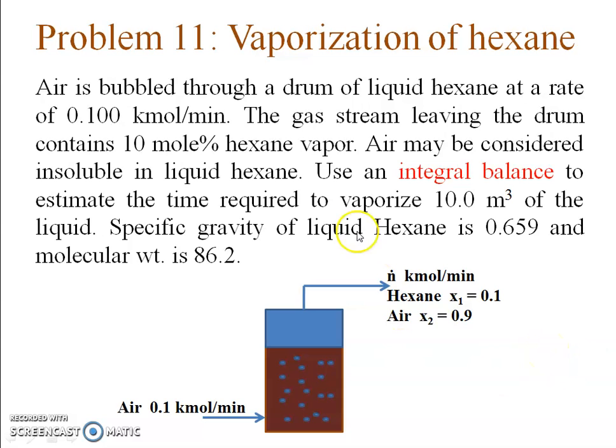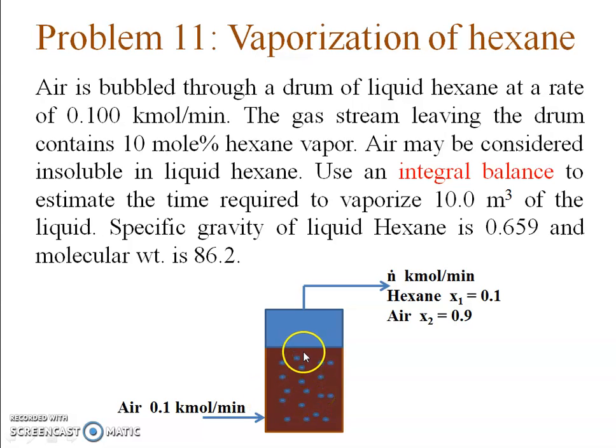Air is bubbled through a drum of liquid hexane at a rate of 0.1 kilomole per minute. The gas stream leaving the drum contains 10 mole percent hexane vapor, so the mole fraction is 0.1. Air may be considered insoluble in liquid hexane, so none of the air is accumulating inside this drum. Use an integral balance to estimate the time required to vaporize 10 meter cube of the liquid.